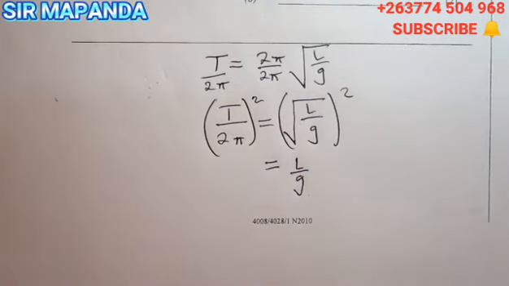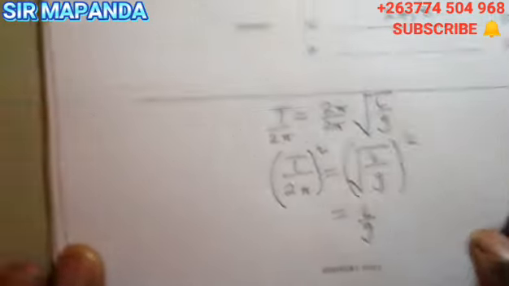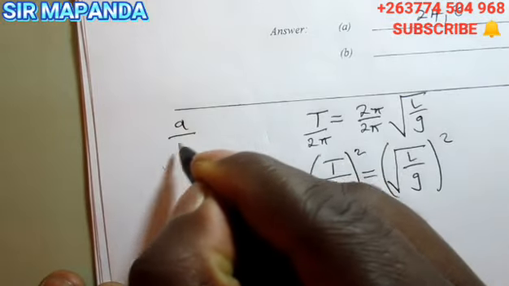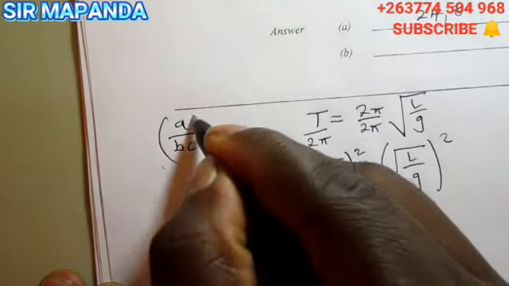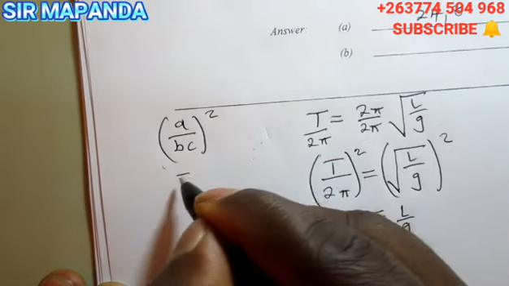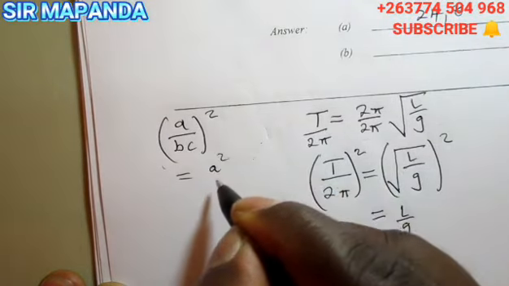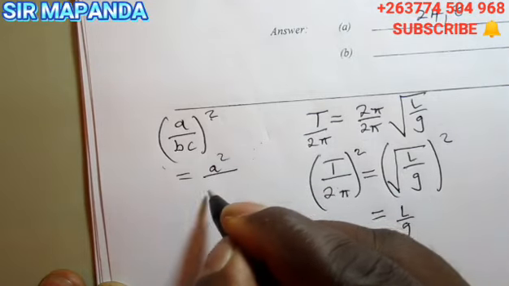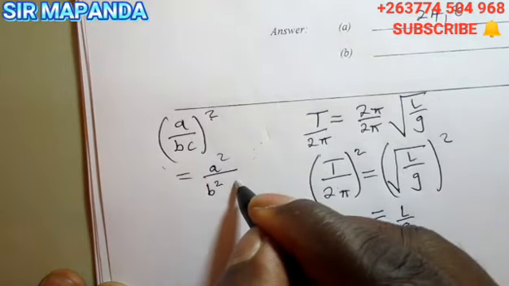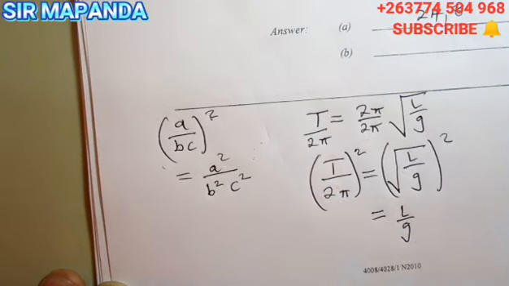Right? But the power 2 on the left side is going to raise everything inside that bracket. Take for example, if you have A over BC all raised to the power of 2. It means that A is going to be affected by this power 2. B is going to be affected by this power 2. And also C is going to be affected by this power 2. So this is how you introduce the power.